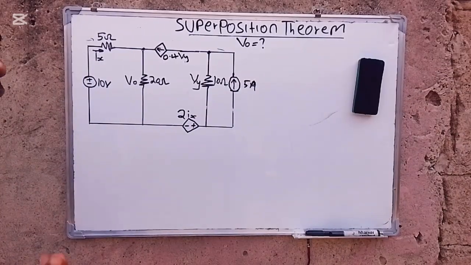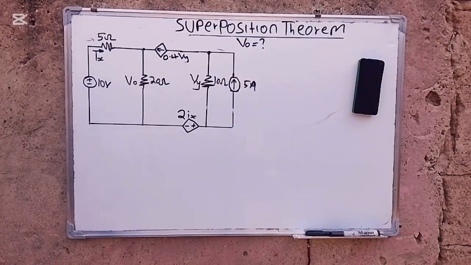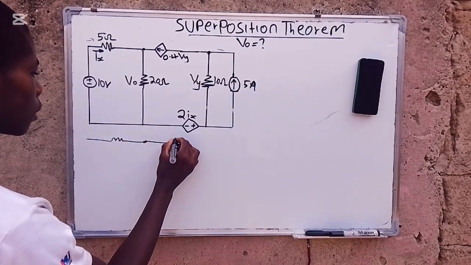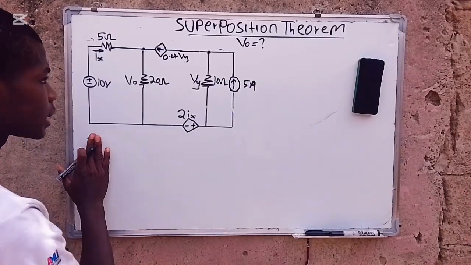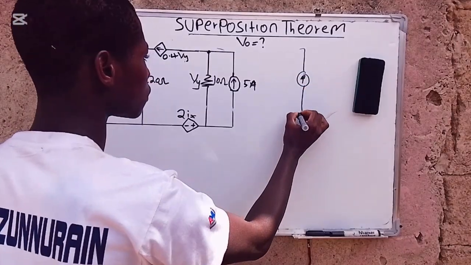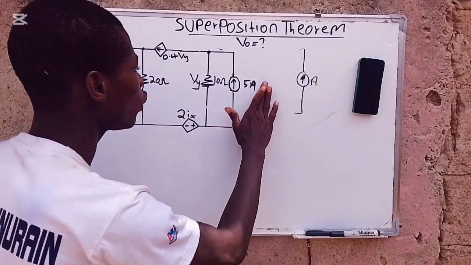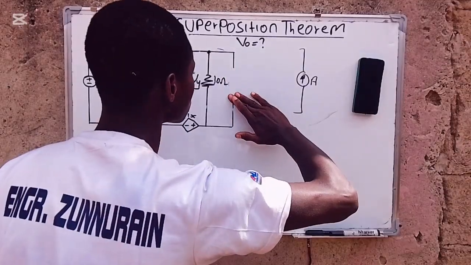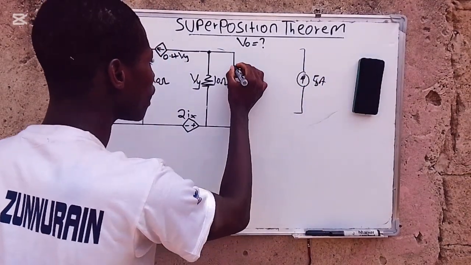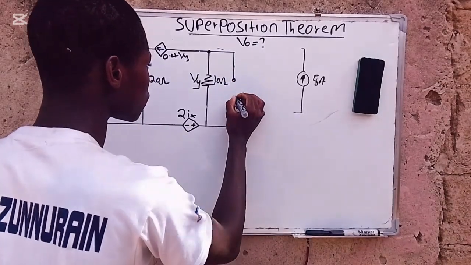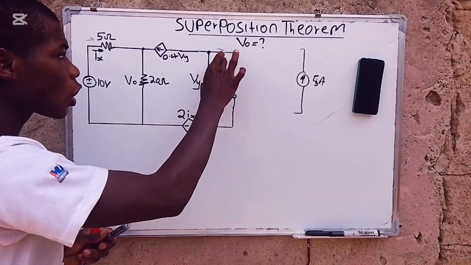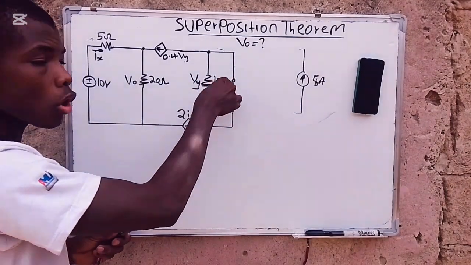So the first thing that we are going to do is open-circuit this current. Let me just clean it. If I open-circuit this, I have 5 amp. Whenever I open-circuit this, there is no current flowing through this, because I open-circuited it.